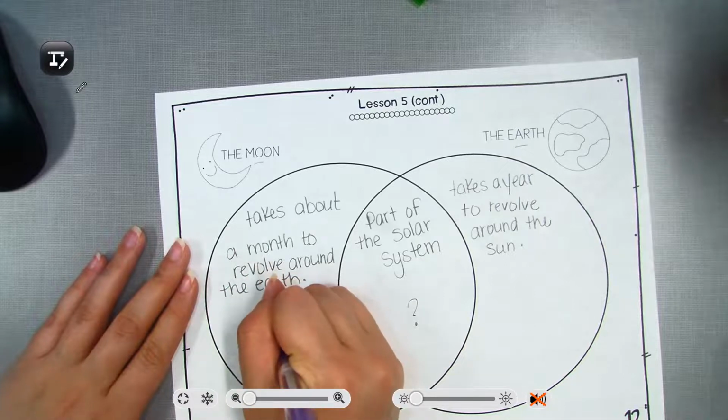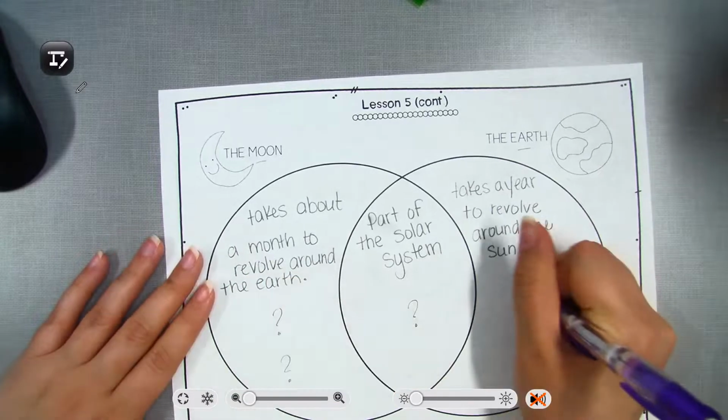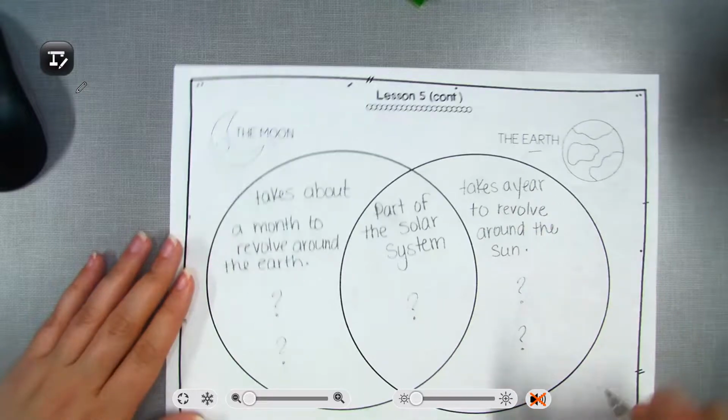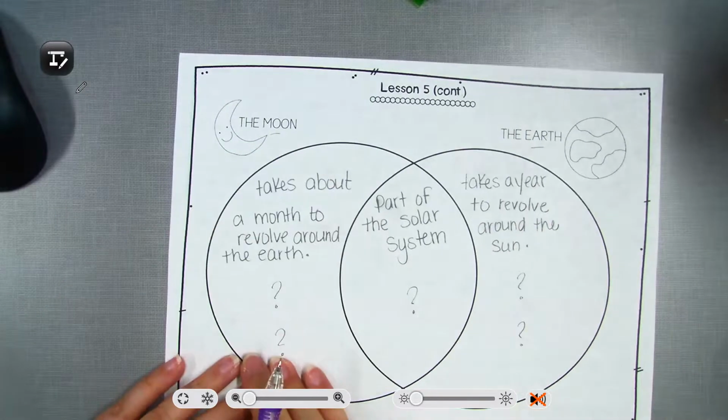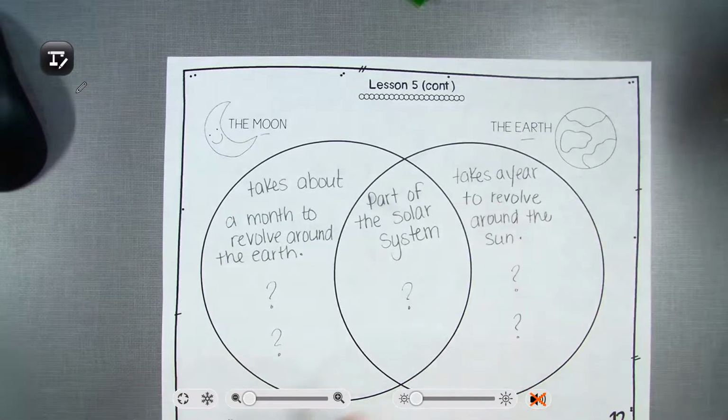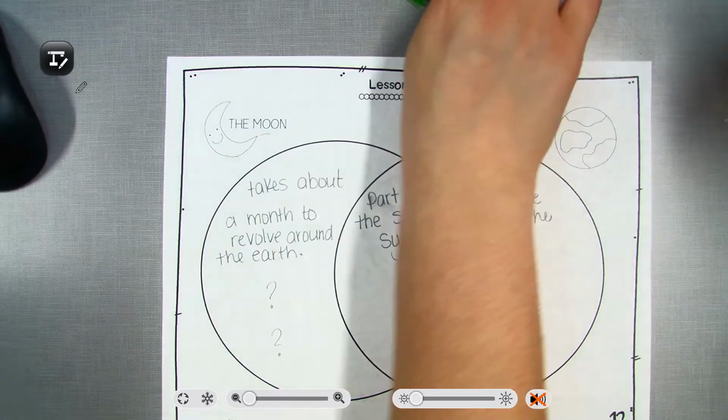Okay, so I want you to come up with two more. So I'm going to put 2 question marks on each side because I want you to come up with 2 more things that only happen with the moon and 2 more things that only happen with the earth. Okay, so think about what we saw in the books we've read. Think about the information we've heard. You have watched some videos today and you've read a book. So think about the information you have learned from those 2 things to fill it out.